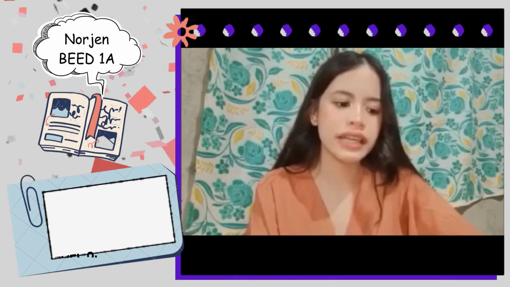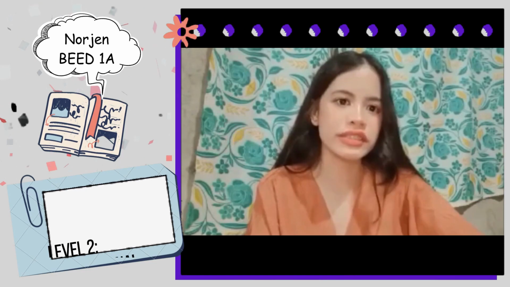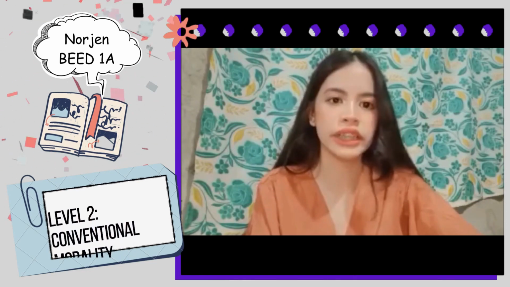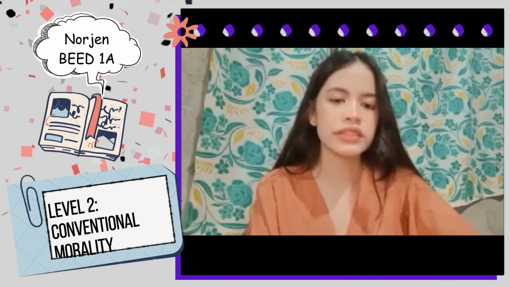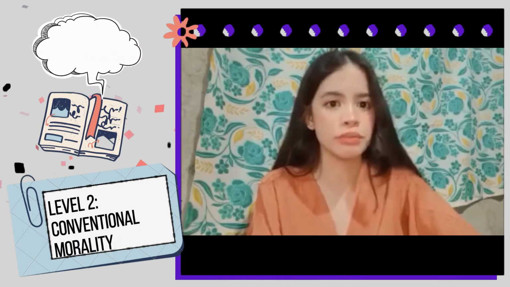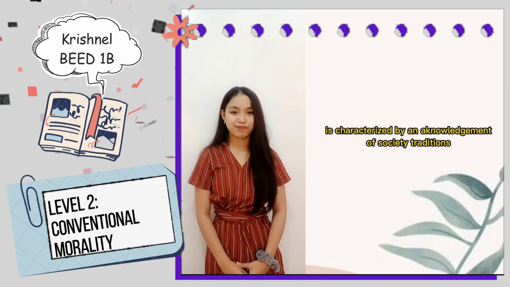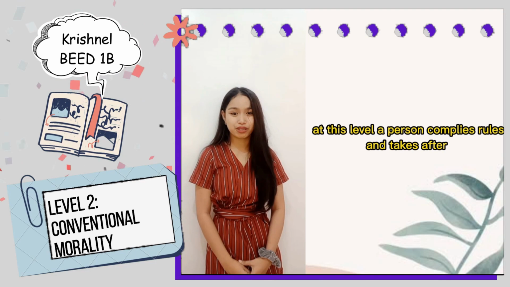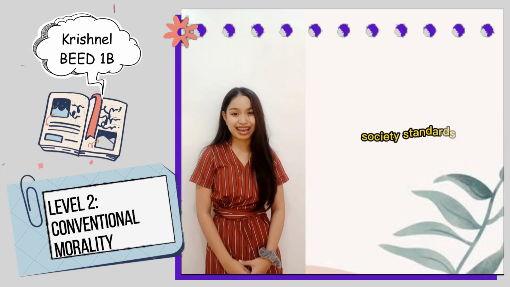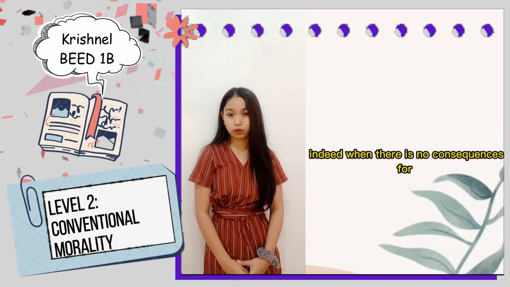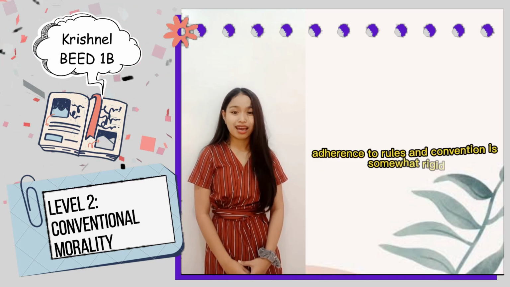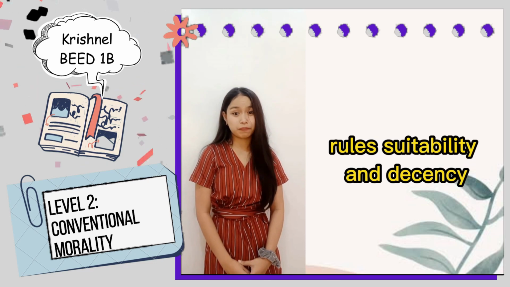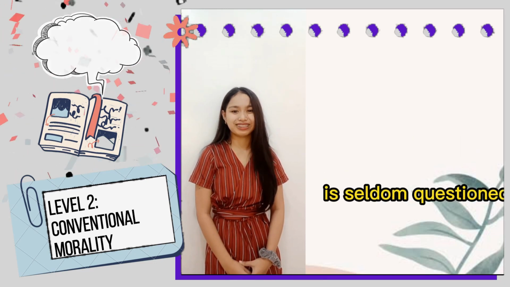During these stages, adherence to the rules and conventions is somewhat rigid, and the appropriateness or fairness of a rule is rarely questioned. Reasoning is based on the norms of the group to which the person belongs. Conventional morality is characterized by acknowledgement of society's tradition concerning right and wrong. At this level, a person complies with rules and takes after society's standards. However, rule suitability and decency is seldom questioned.